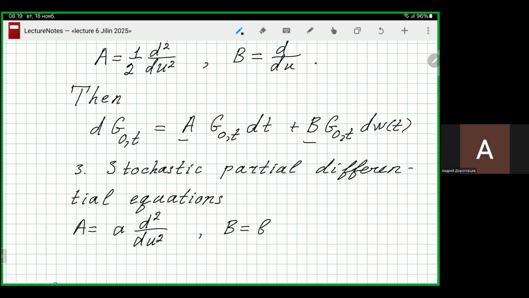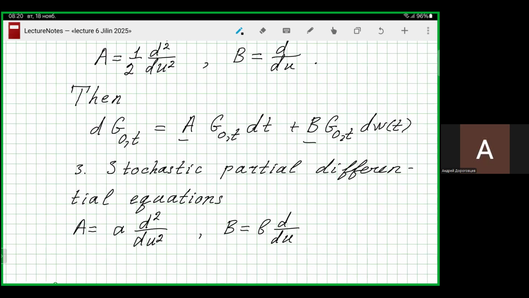and B is equal to b multiplied by d over du. A and b are numbers, just numbers. What can we expect already? Maybe we need to have a coefficient a greater than 0.